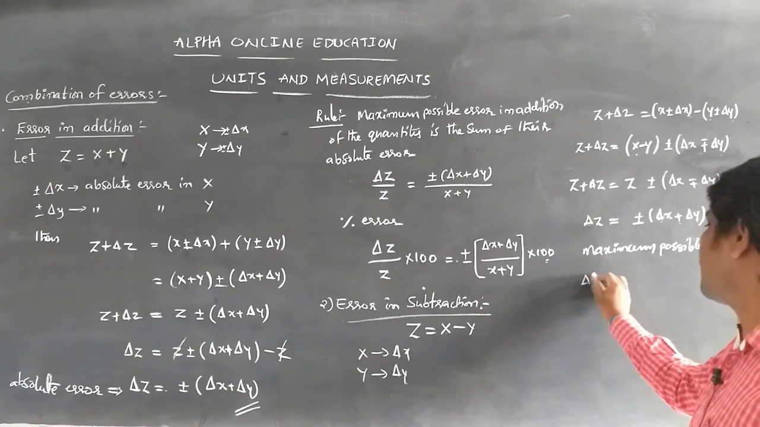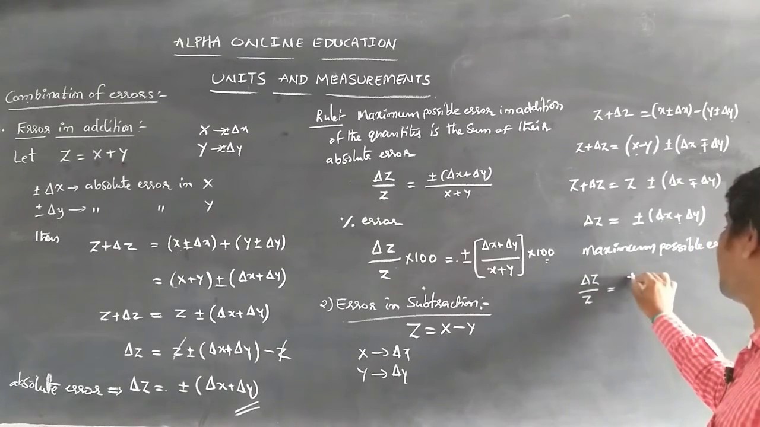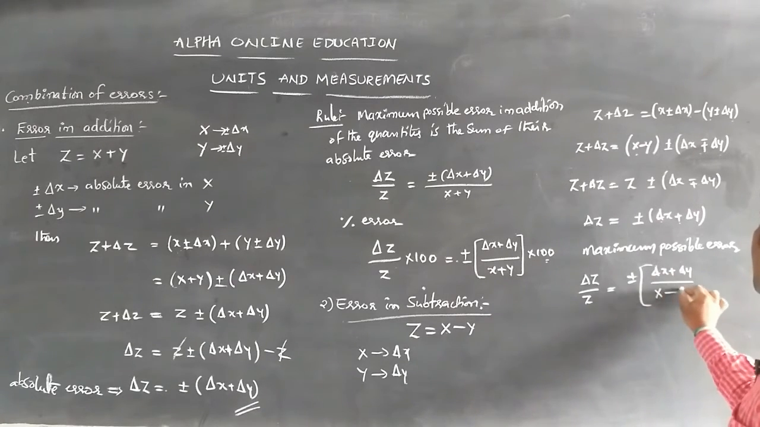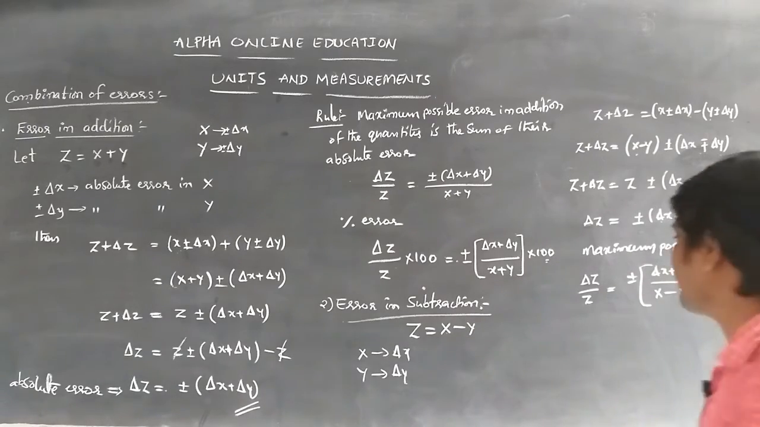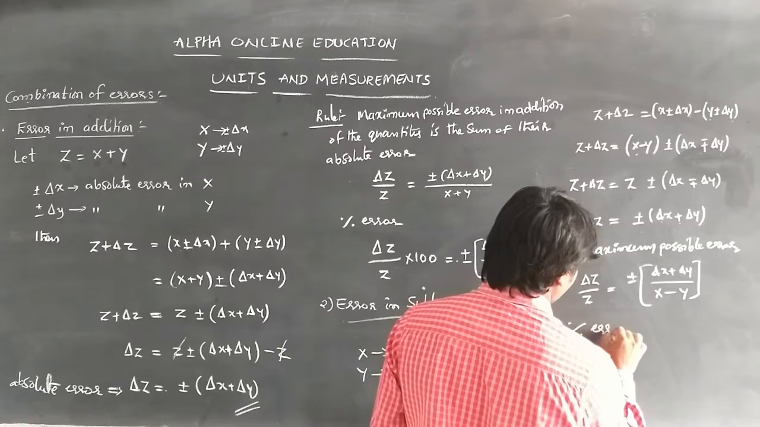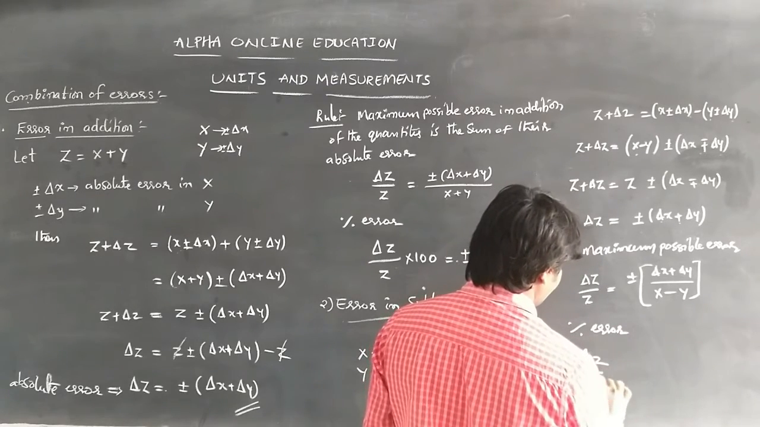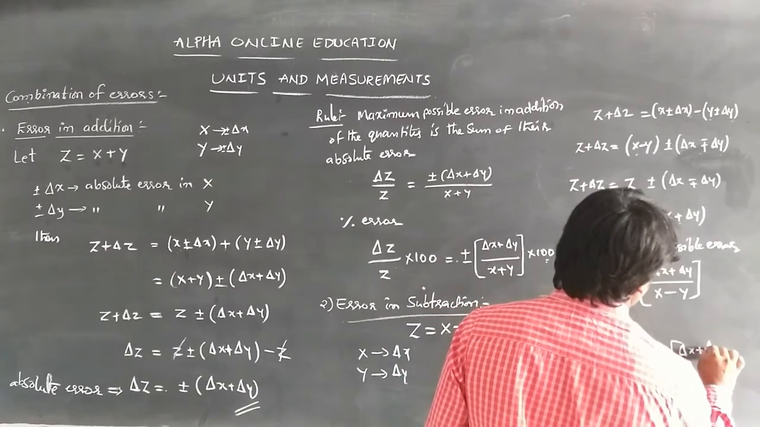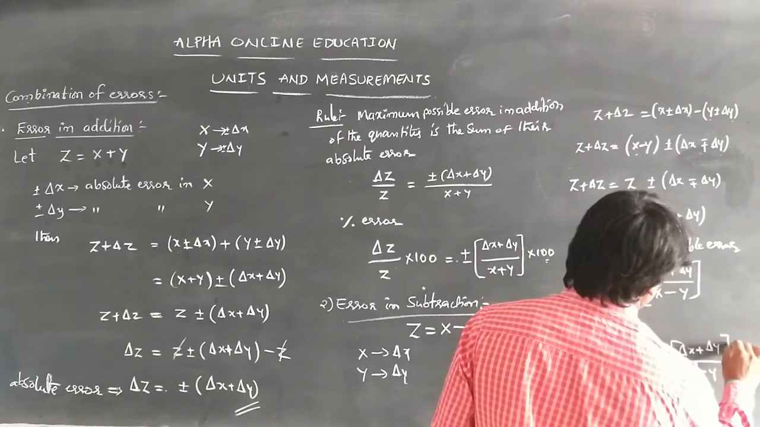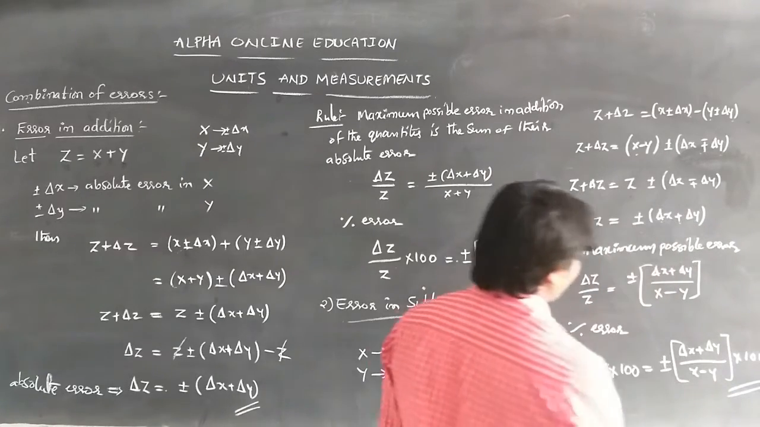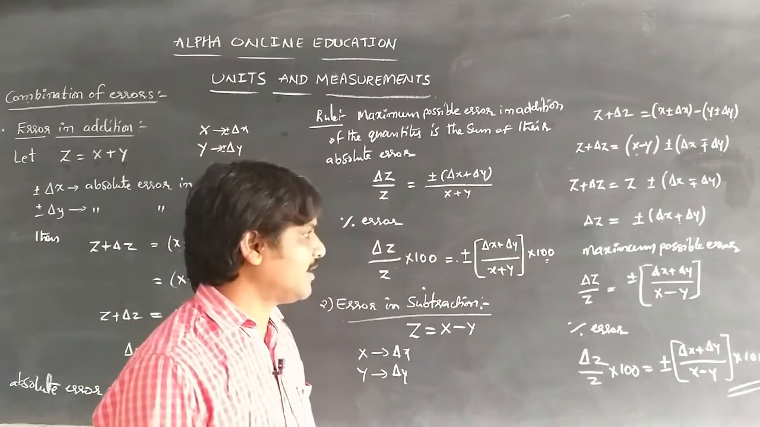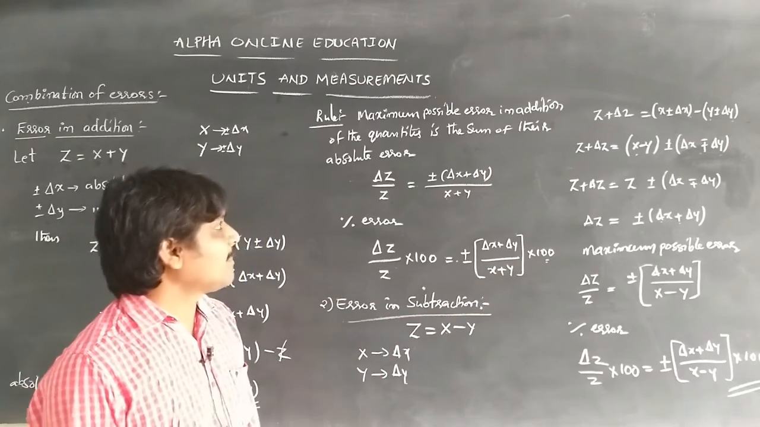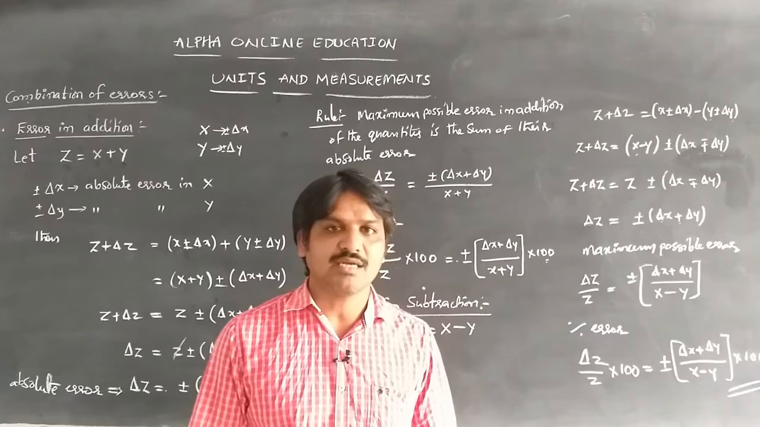In case of the maximum possible error, delta z by z is equal to plus or minus delta x plus delta y by x minus y. So the percentage error is delta z by z into 100, which is equal to plus or minus of delta x plus delta y by x minus y into 100. This will be the percentage error in subtraction. So that will be the maximum possible error taken in error in subtraction.